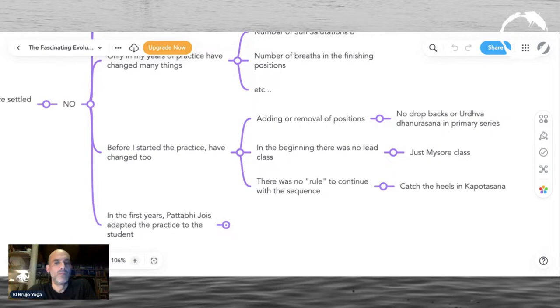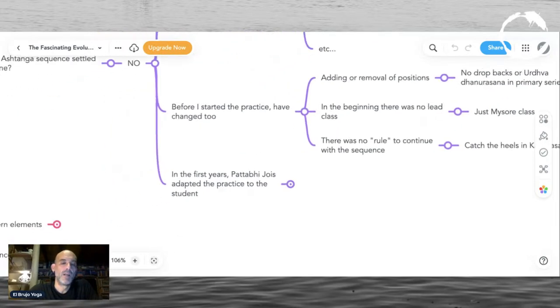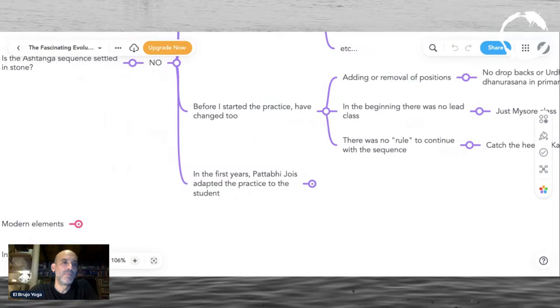You do as much as you could do, and sometimes you keep going, even if you don't master the posture itself. So there was no such military kind of mindset.